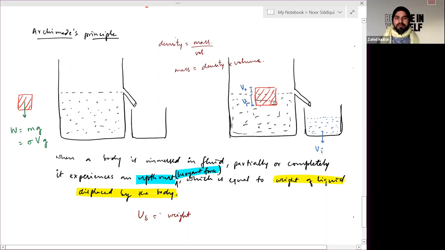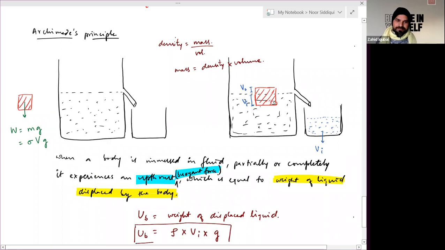Similarly, in this part, buoyant force equals the weight of the displaced liquid. So how to calculate weight? Weight is nothing but density, rho, times the volume, Vi, times the acceleration due to gravity, g. So this is the formula to calculate buoyant force.